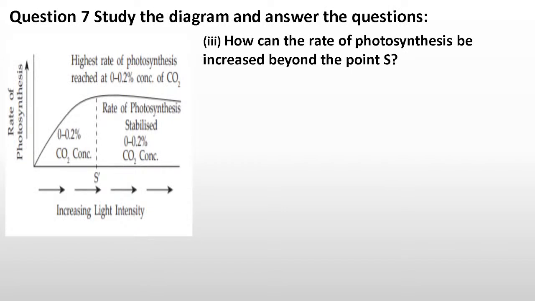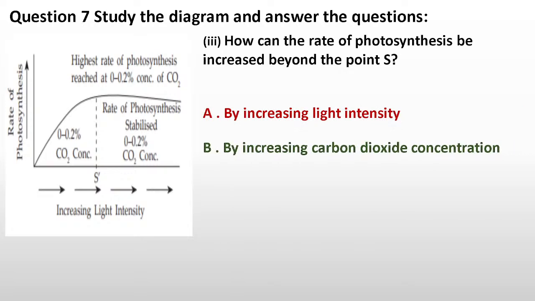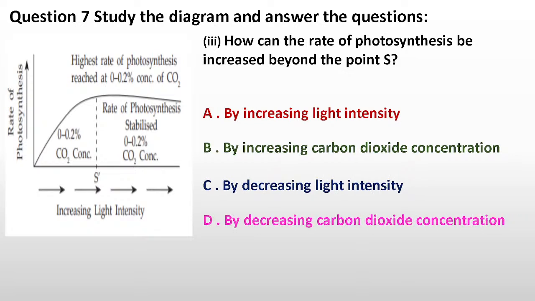Next sub question. How can the rate of photosynthesis be increased beyond the point S? A. By increasing light intensity. B. By increasing carbon dioxide concentration. C. By decreasing the light intensity. D. By decreasing carbon dioxide concentration.